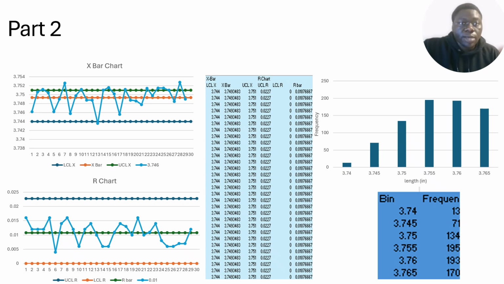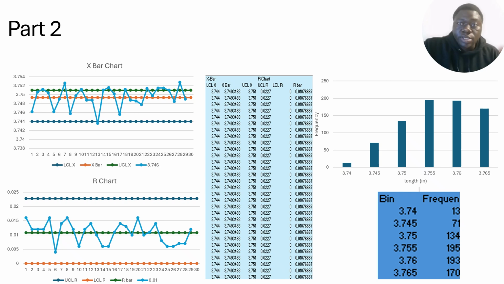The X bar chart is on the top, showing the information given from the X bar numbers. The R bar chart is on the bottom, showing the information for the R chart numbers. For the histogram, I had to combine both day one and day two stats. I used the same bins as day one, but the frequency was more because I used a combination of both day one and day two.